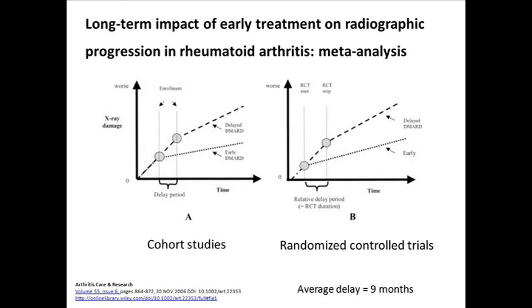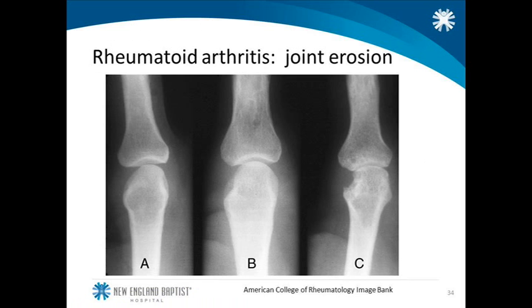This is a meta-analysis examining the long-term impact of early treatment of rheumatoid arthritis on radiographic progression. In this meta-analysis, the average delay between the early DMARD group and delayed DMARD group was 9 months. In patients who were treated early, in the early DMARD group, they had less X-ray damage over time. And this was shown in both cohort studies and in randomized controlled trials. So this is what we're trying to prevent, progressive joint erosion and joint damage in rheumatoid arthritis.